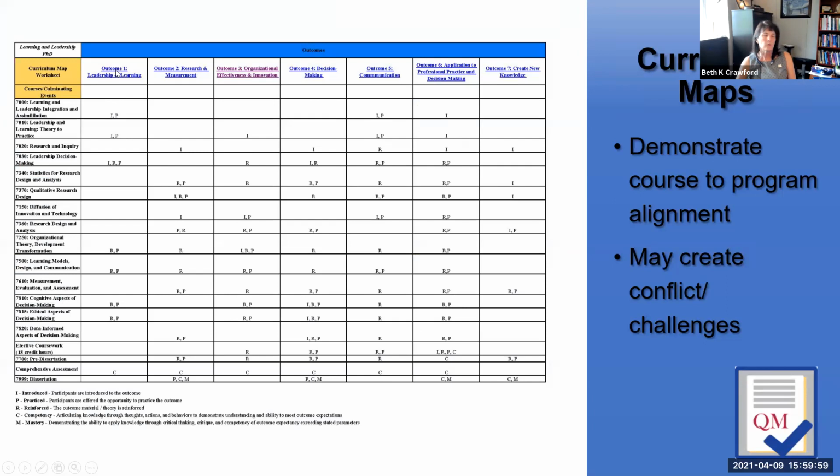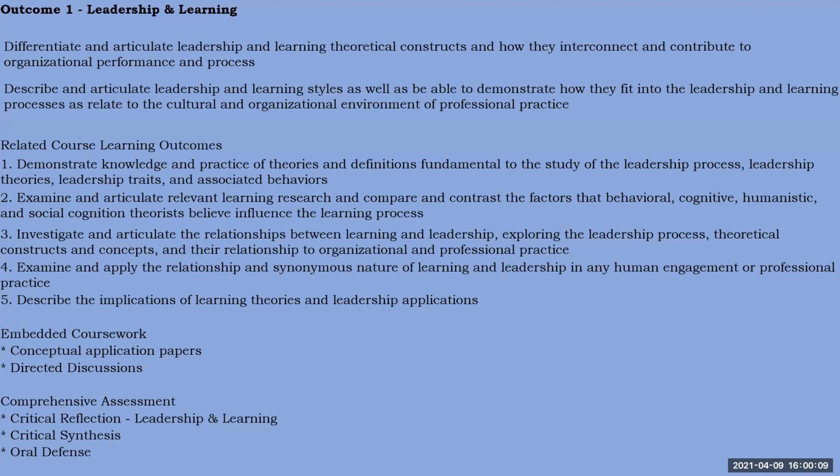the program outcome headers, are you asking what's in program outcome number 1? Yes, I was asking for more description about that outcome, because the header is leadership and learning. Right. So that's more the definition of these first two lines. On our program website, you would see: a scholar of leadership and learning will be able to differentiate and articulate leadership and learning constructs and how they interconnect, and then describe and articulate leadership and learning styles, as well as demonstrate how they fit. So that's the way that we've done that.